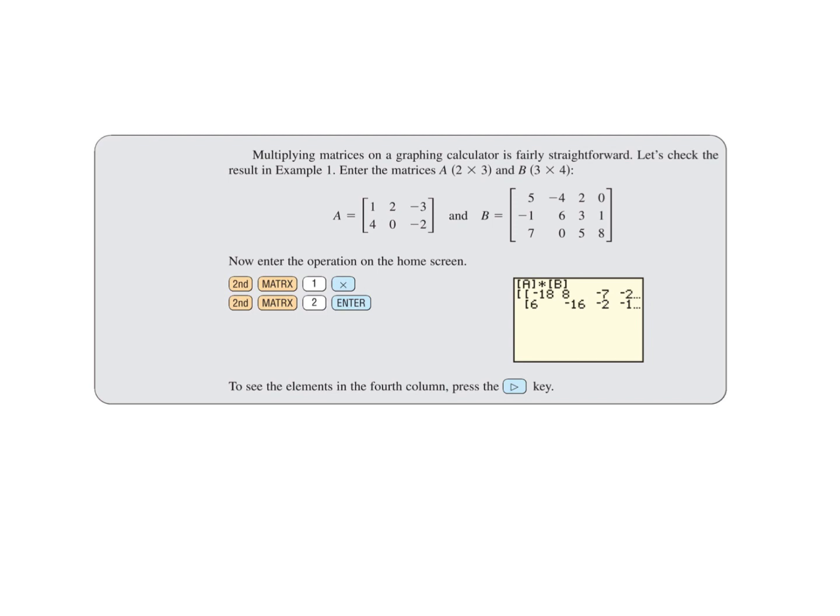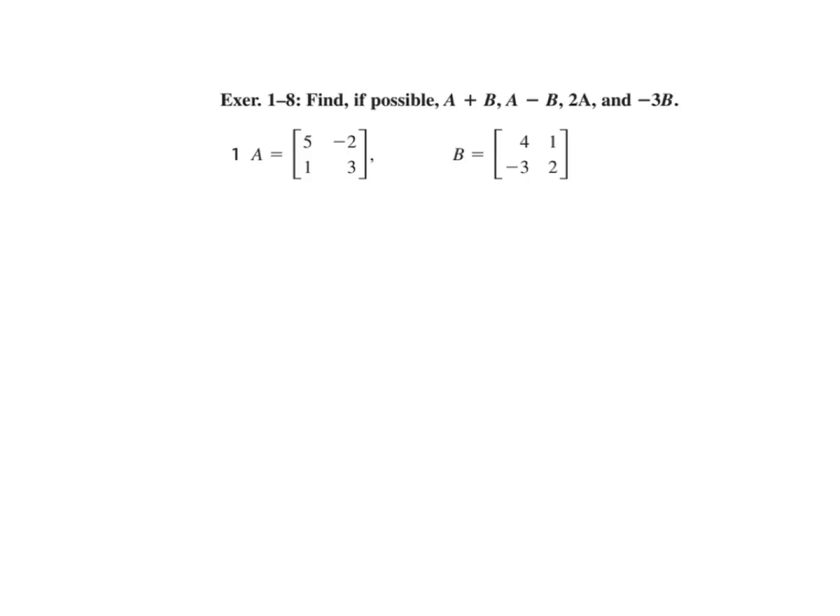All right, so here's how you can do this with your calculator. We'll cover this at another point. Let's go ahead and get started. So we're going to do these things: a plus b, a minus b, 2a, and -3b. So we're going to do 4 things here. First we're going to add the 2 together, so the a plus b. What do we get when we add these together? So 5 and 4 is 9, and -2 and 1 is -1. 1 and -3 is -2, and 3 and 2 is 5. So that's a plus b.